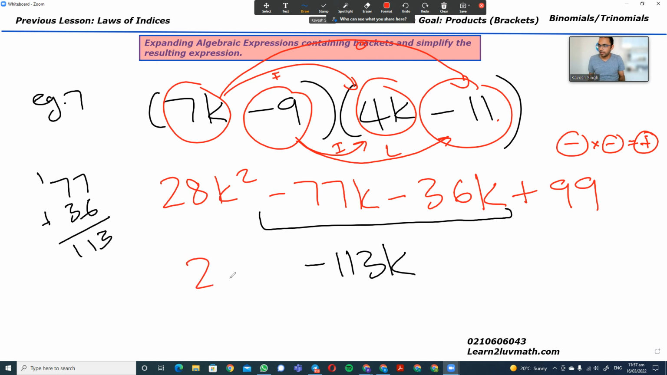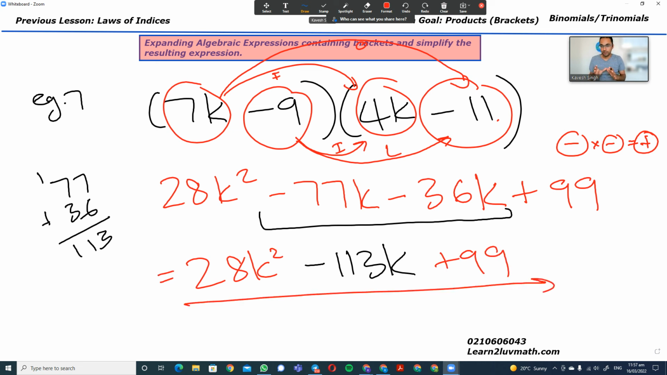as well as 28k squared. I can't do much about that, or the 99. So that's all I have to do. Once I get to that step, I then stop. We're just dealing with a little bit more bigger numbers here. So that's the only difference. Okay, you can try this example now. I'll put it over here. You can see this. Okay, try this example.